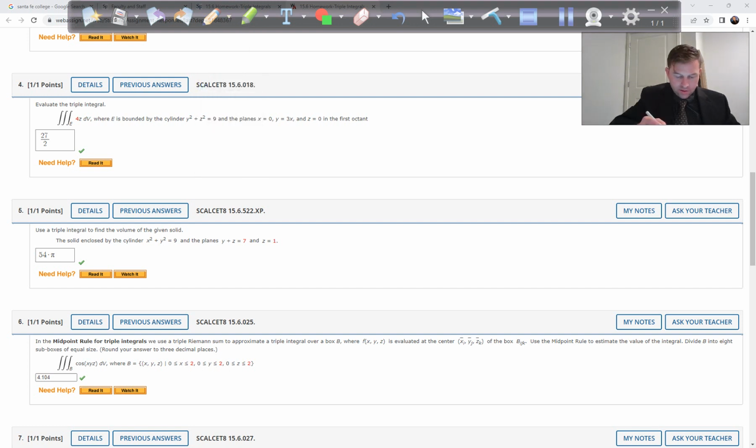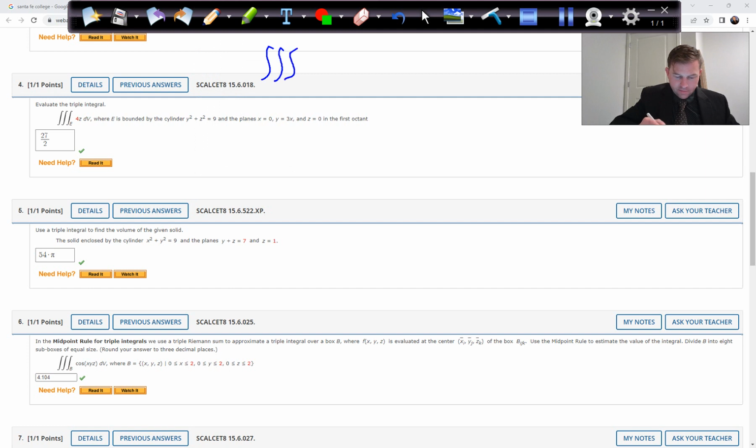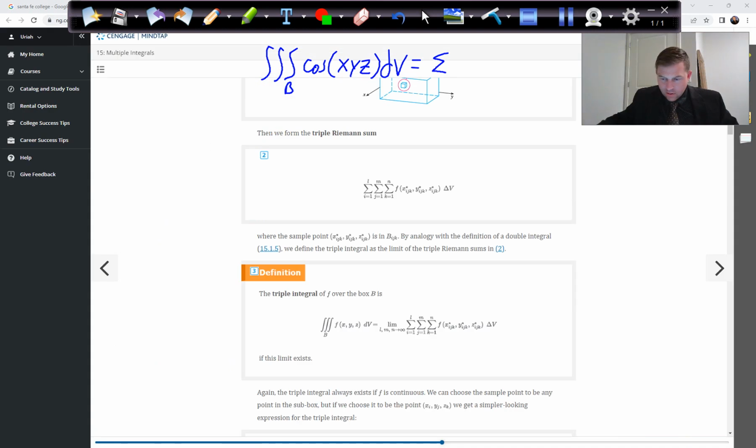So what we're going to do is take this region B of cosine xyz of this differential volume, and we're going to change it into a summation formula. Let's see. We're going to have the summation. I just linked to the book because I don't know if I want to write all this out.